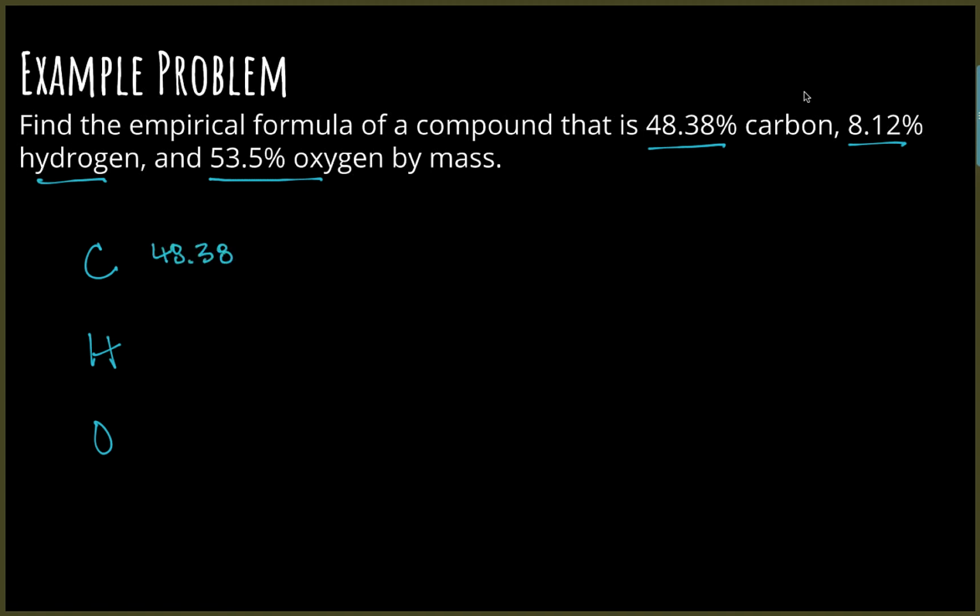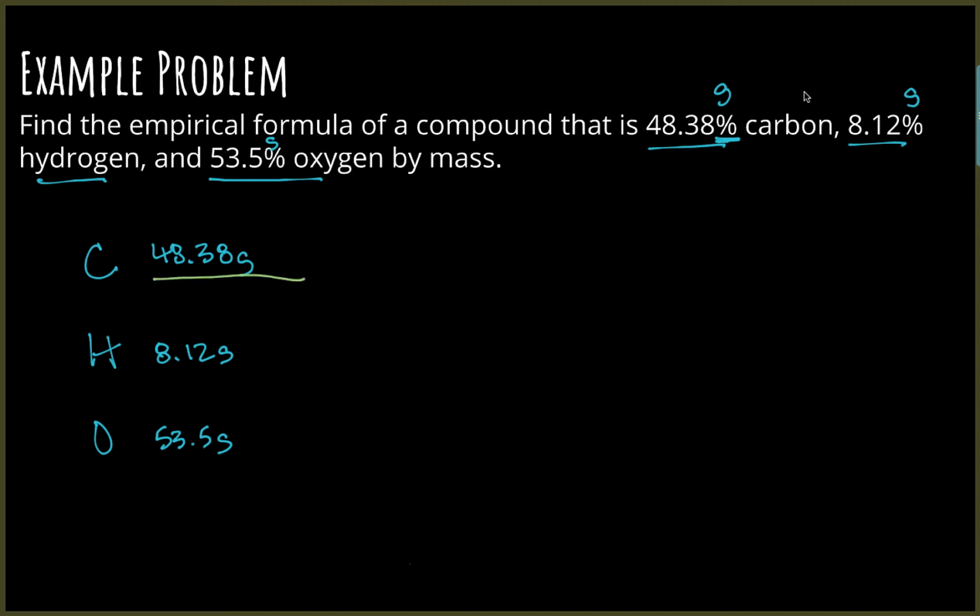Carbon, 48.38 grams. So this is where these percents, I'm going to assume 100 grams, so I can just make those grams. So 48.38 grams of carbon, 8.12 grams of hydrogen, 53.5 grams of oxygen. Okay, so I have grams first.